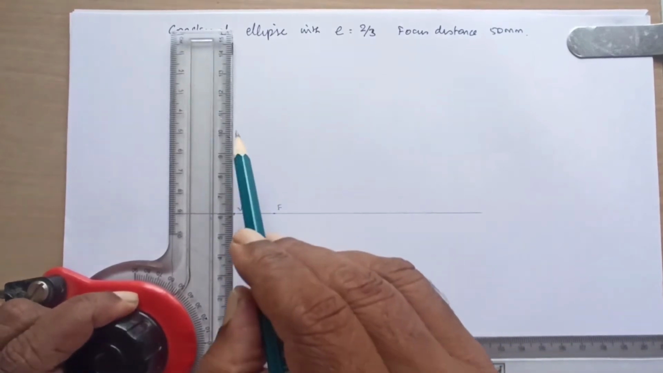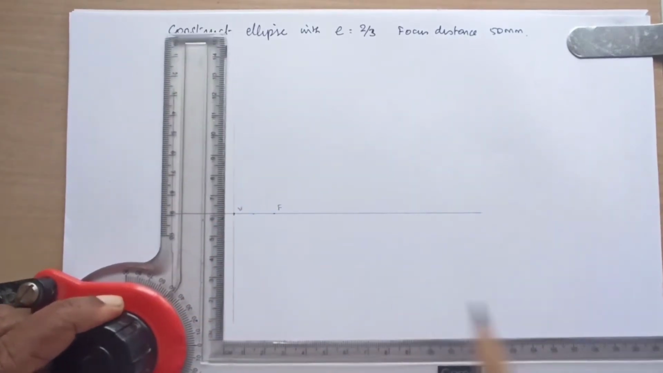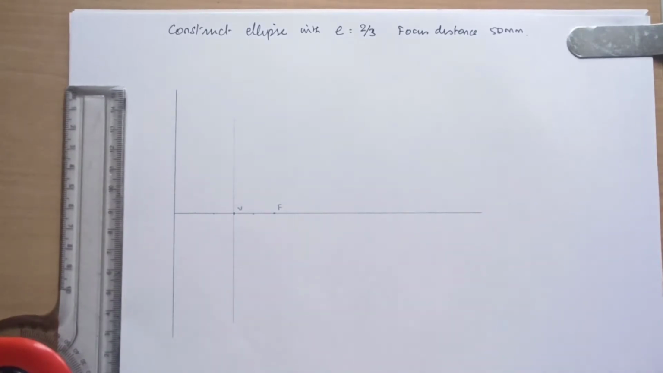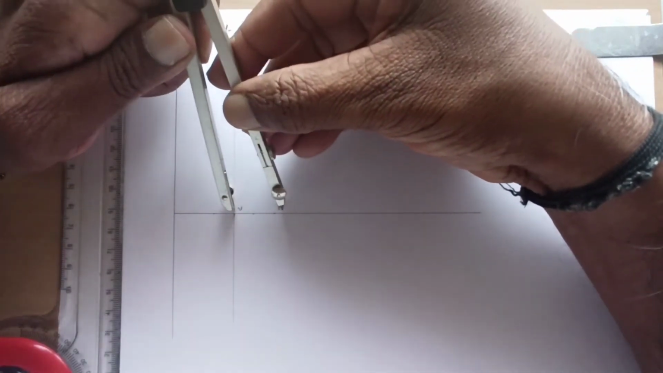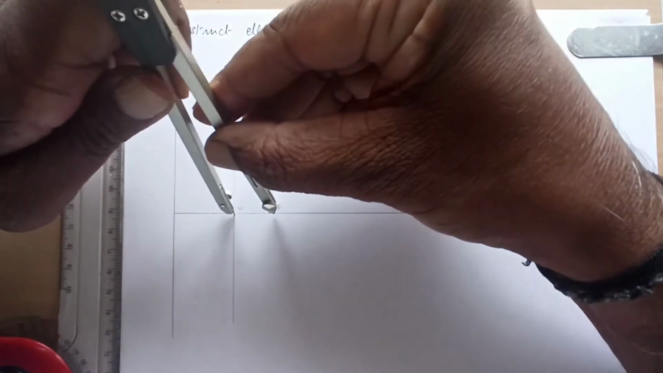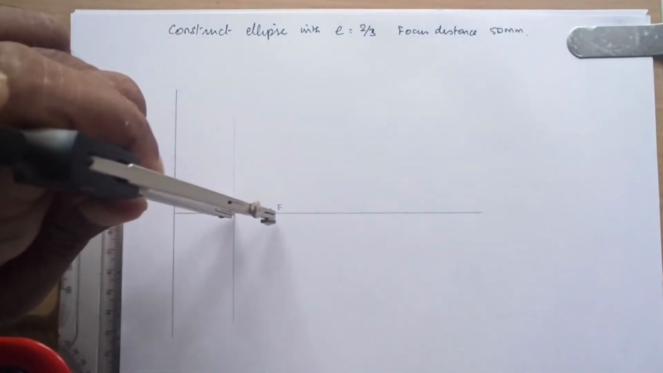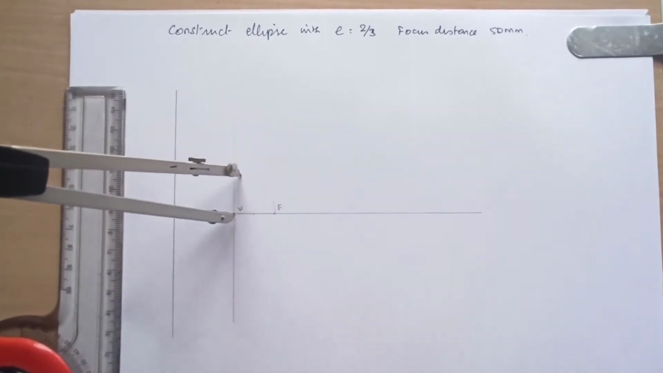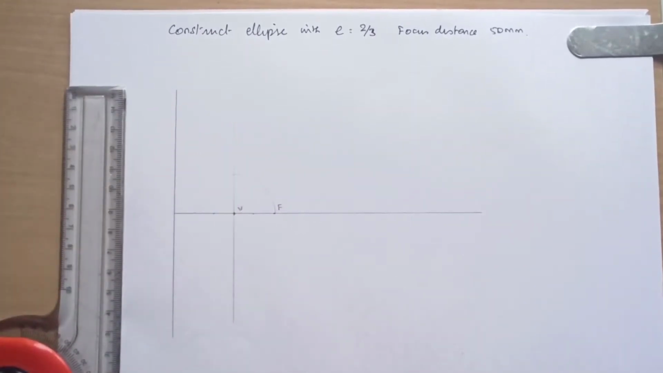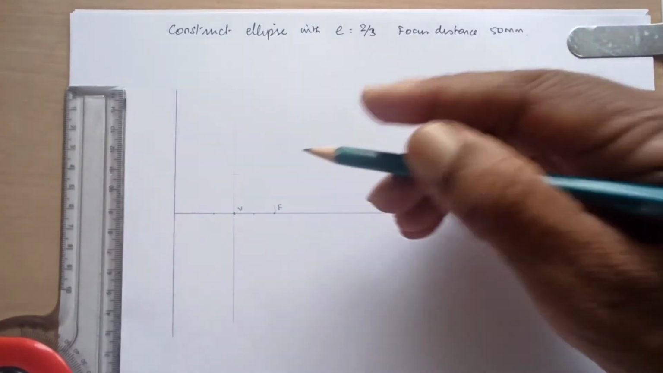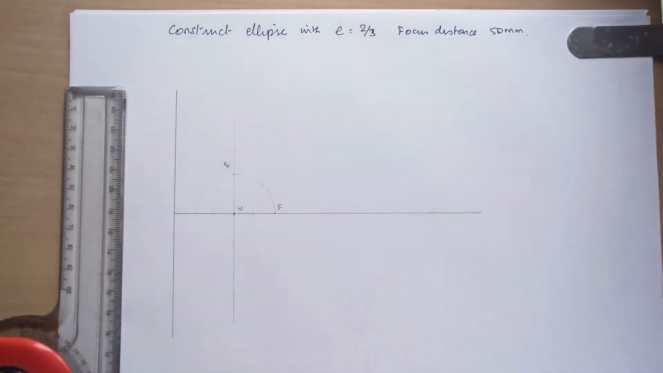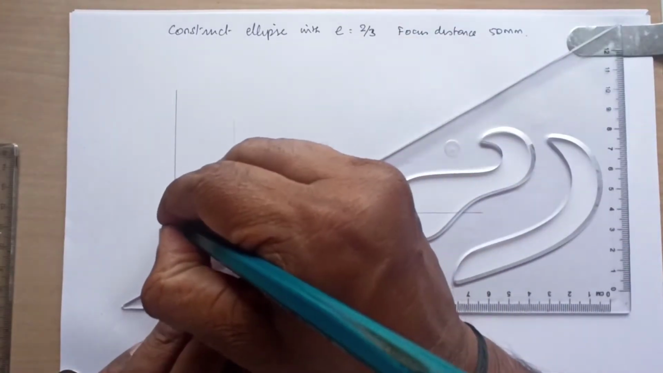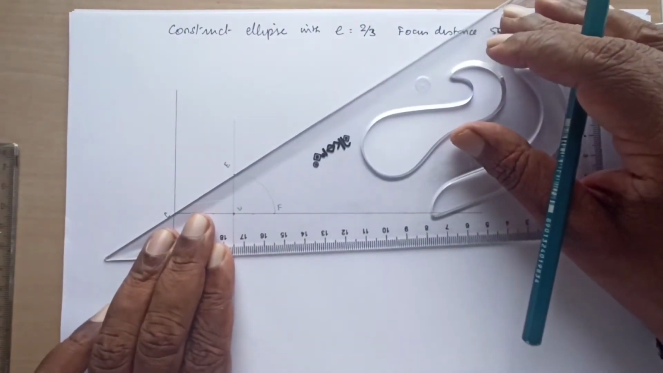Now from this vertex point we can draw one vertical line. Now we have to transfer this VF distance on this vertical line. How can we do it? We can just mark the compass needle at V and mark F, and then you can rotate this compass and transfer this distance on this vertical line. So this point is going to be E. Now we have to join this C as well as E and extend it.